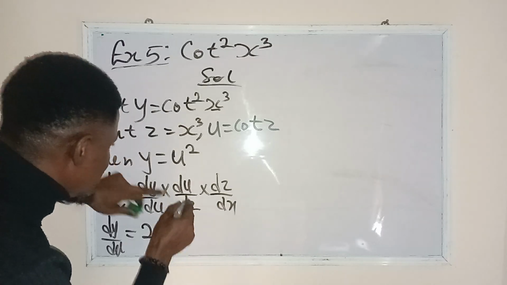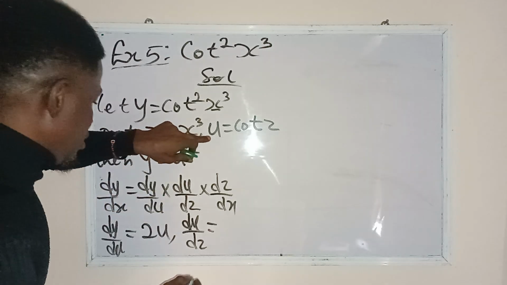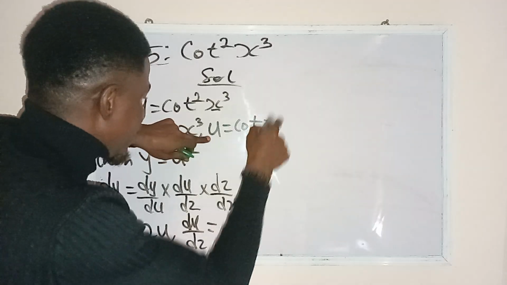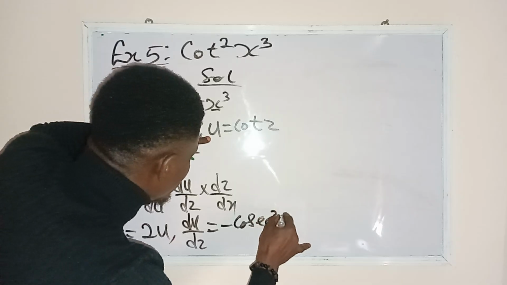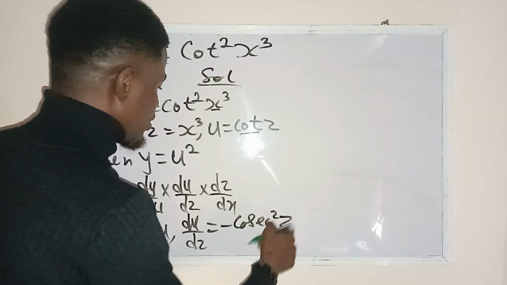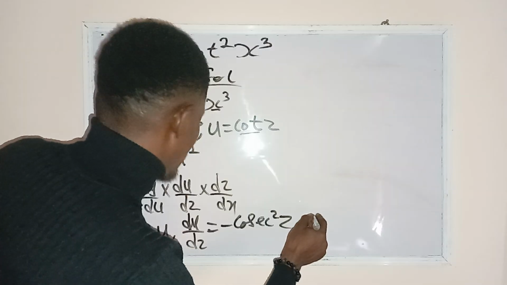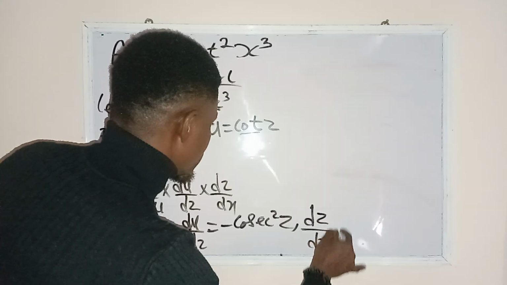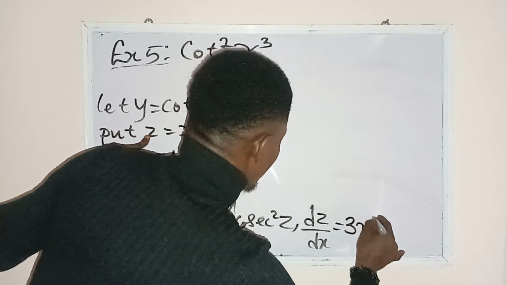Okay, then what is the next thing? We need du/dz. What is du/dz? You are differentiating cot z with respect to z. When you differentiate cot z, it's going to give you minus cosec squared z. Then what is the next thing? We need dz/dx. Now we are differentiating z with respect to x, it will give you 3x squared.